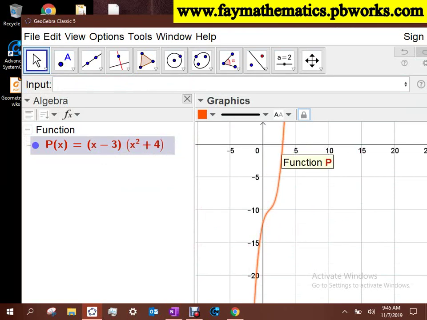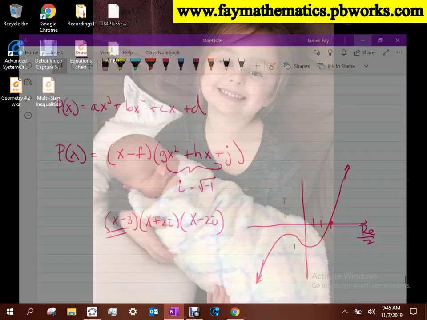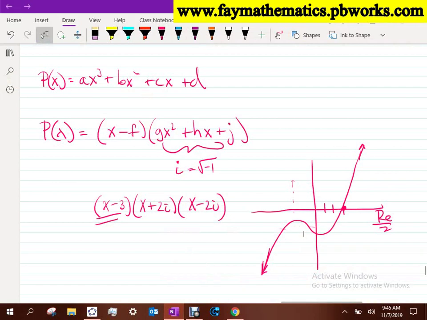We only have one y-intercept. Okay, one x-intercept, and the reason for that is because the other two factors we came up with were actually non-real factors. Does that make sense? So it still breaks down to linear factors, but they don't have to be real. They don't have to be real numbers.